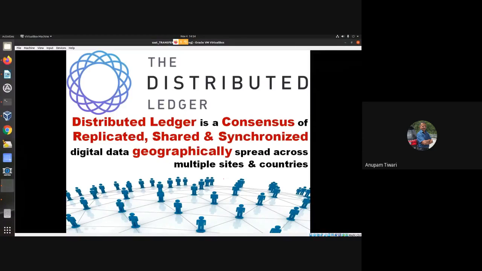Now each word has a heavy technology behind it. Distributed ledger is a consensus. What consensus is, we'll discuss briefly ahead. It is a consensus of replicated, shared, and synchronized digital data geographically spread across multiple sites and countries. From a definition point of view, explaining a distributed ledger is as simple as these two or three lines. But there is a lot that goes on behind it, as we are all aware.